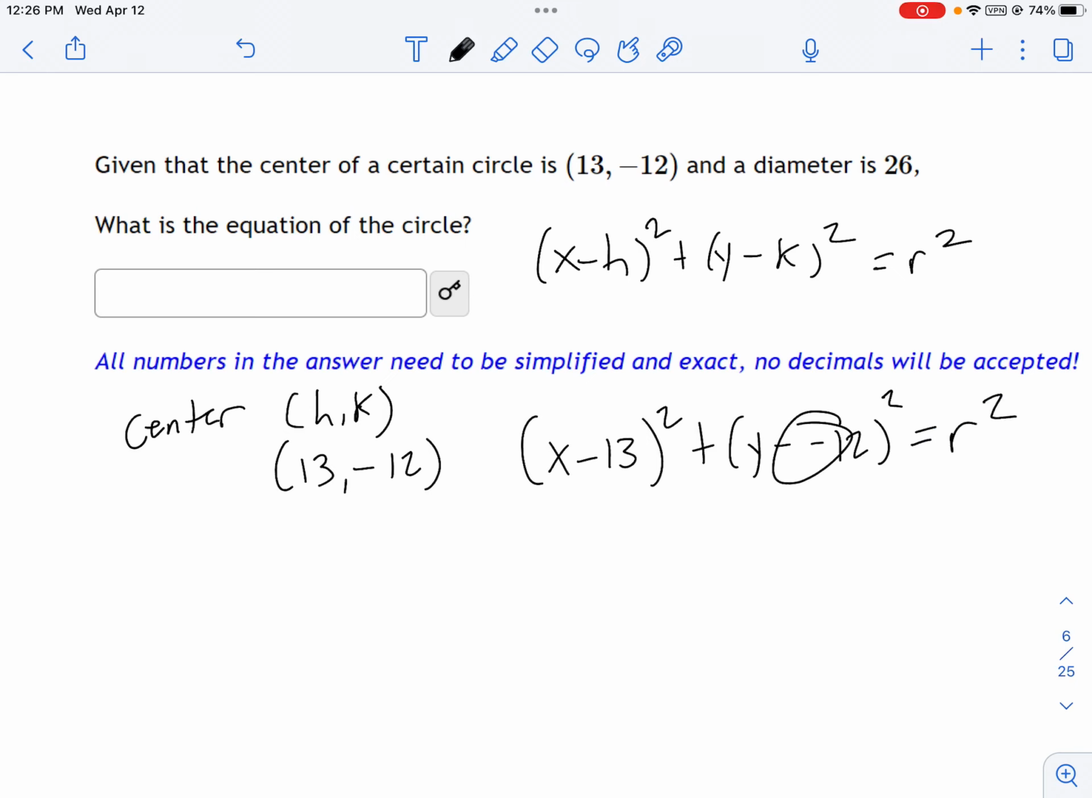What is minusing a negative? What is that equivalent to? That's addition, right? So you could just write y plus 12 instead. All right, and then from there, you need to find the radius.